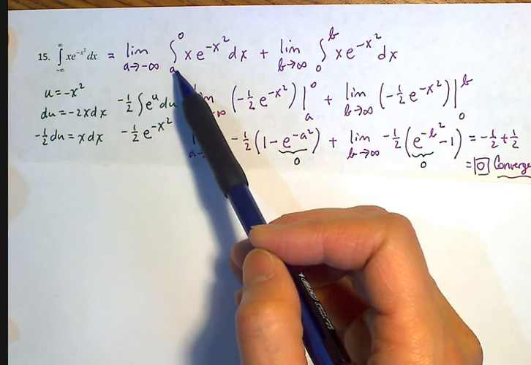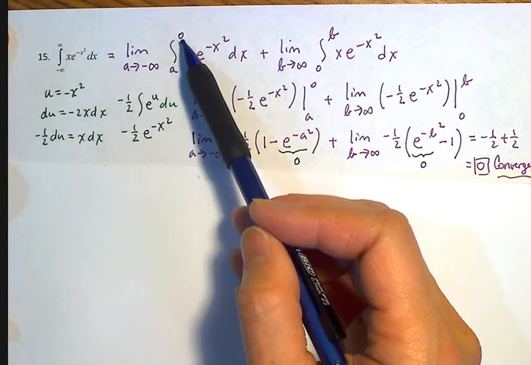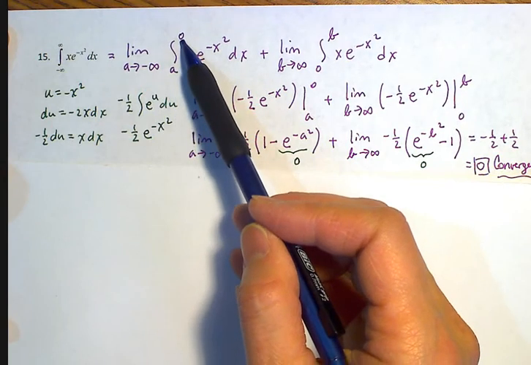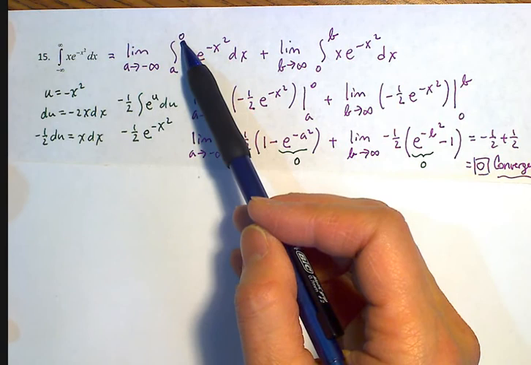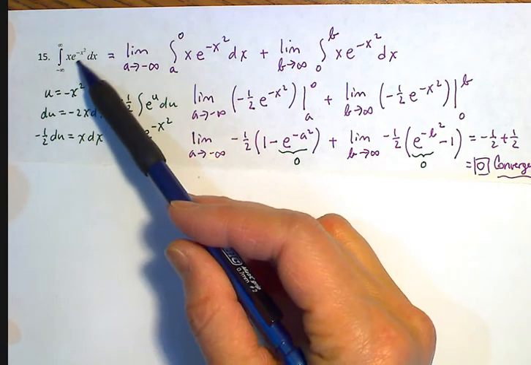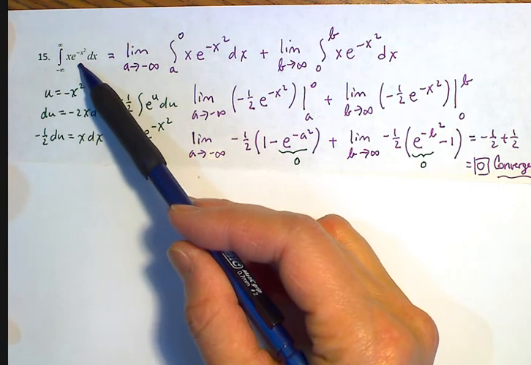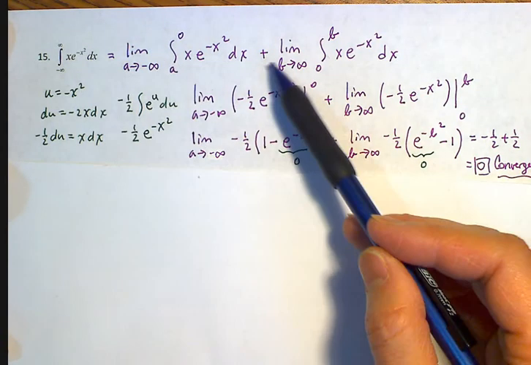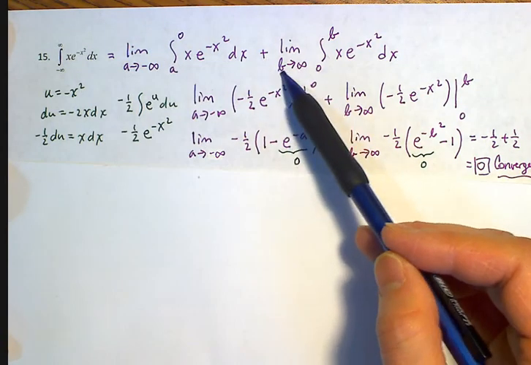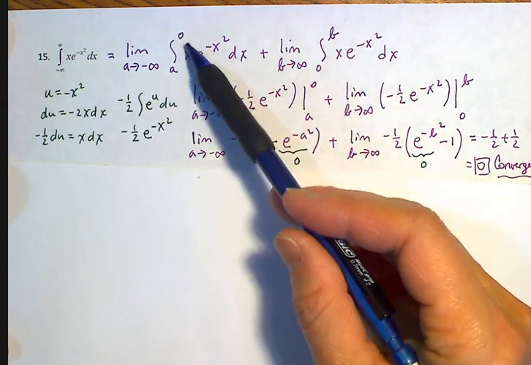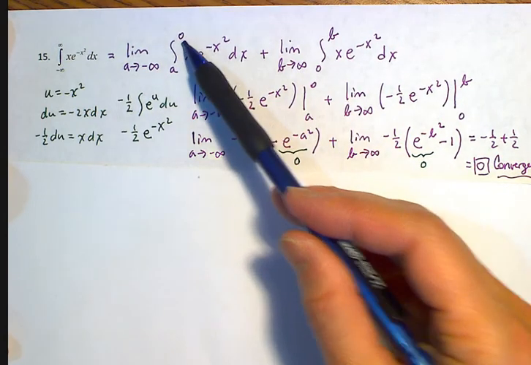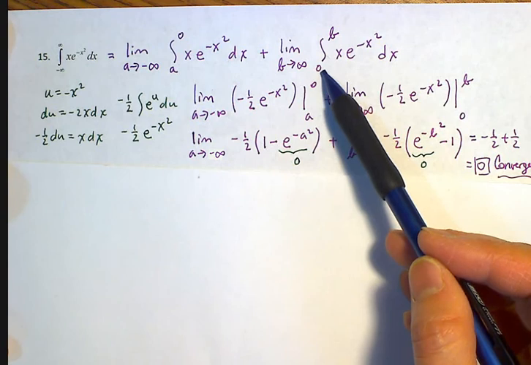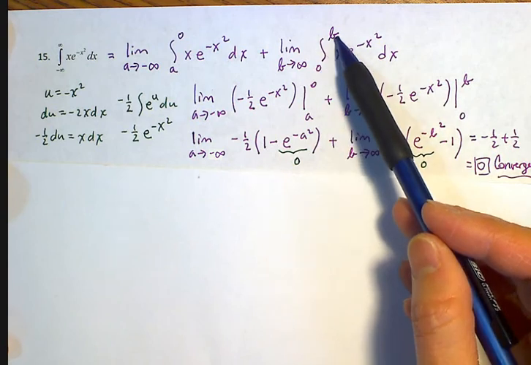And then it's a, and I'm going to choose a middle number of 0. And 0 is going to be fine in this case because it's not going to produce a vertical asymptote anywhere here. There's no vertical asymptote. So that's the first part. And then plus the limit as b approaches infinity, and whatever number I choose here has to be consistent with this one. So I'm choosing 0 as my lower bound, and then my upper bound is b.